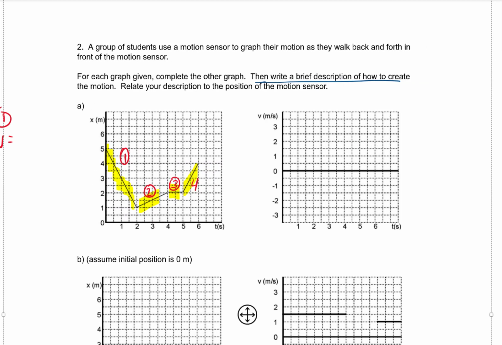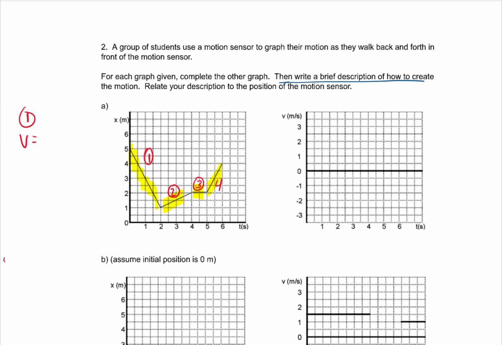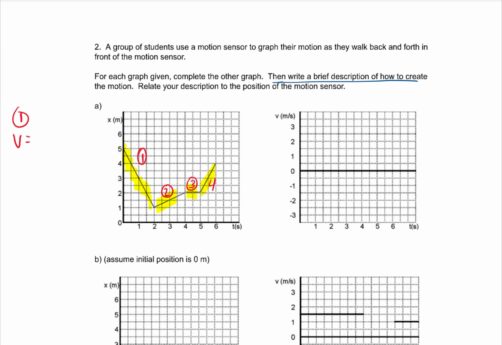So if we look here, we start off for section 1 at 5 meters and we end up at 1 meter. So my change in position over time is going to be negative 4 meters over, and that takes place over 2 seconds. So that velocity is negative 2 meters per second. That's velocity 1. Velocity 2, we start off at 1 meter and we end up at 2 meters.